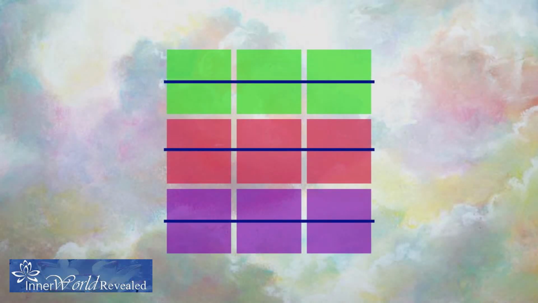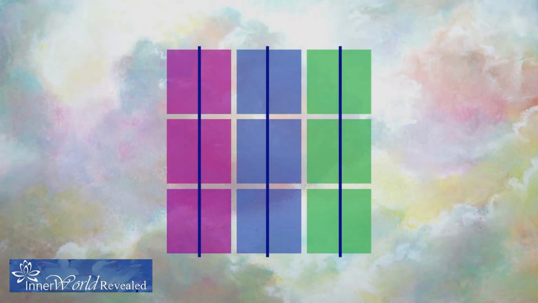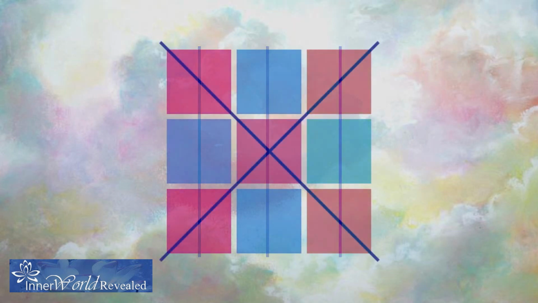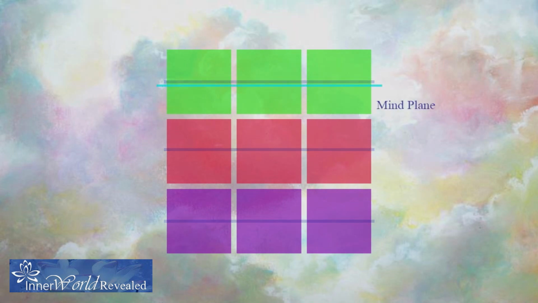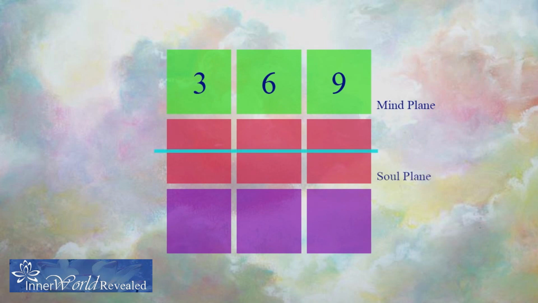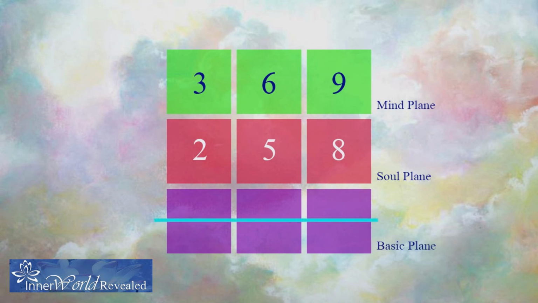In this vlog, I'd like to talk about the 3 rows. We've already discussed the 3 columns and the 2 diagonals. In this vlog, let us learn what the presence or absence of numbers in the 3 rows indicates. We already know that this is the mind plane. Permanent houses for the numbers 3, 6 and 9 make this plane. Then we have the soul plane, and permanent houses for the numbers 2, 5 and 8 make this plane. And finally, this is the basic plane, and permanent houses for the numbers 1, 4 and 7 make this plane.